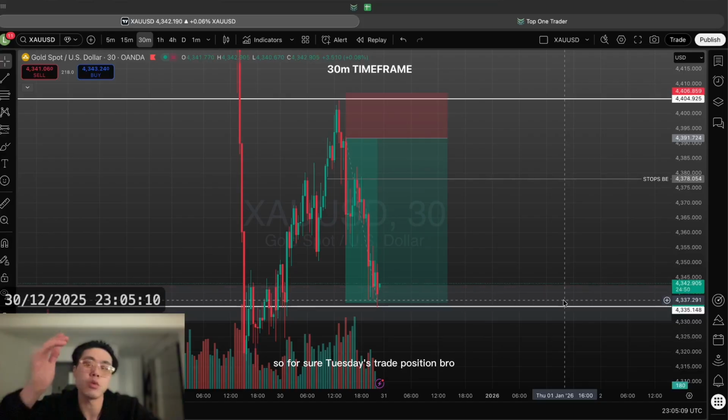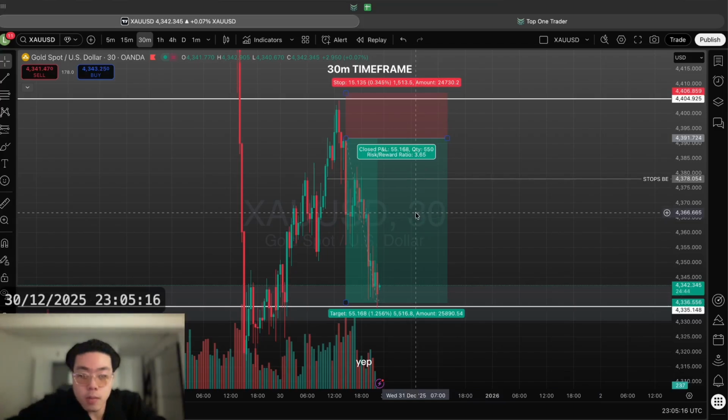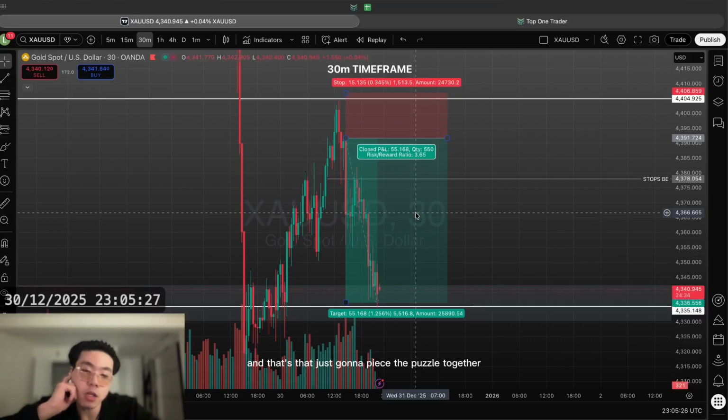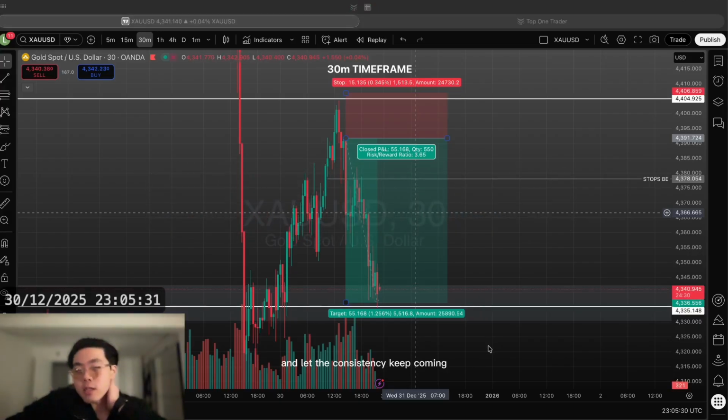So for sure, Tuesday's trade position, this is insane. 551 pips on the clock. Yep, a 551 pip win. Risk 151. A 1 to 3.65 risk to reward ratio. And that's that. Just going to piece the puzzle together and let the consistency keep coming.